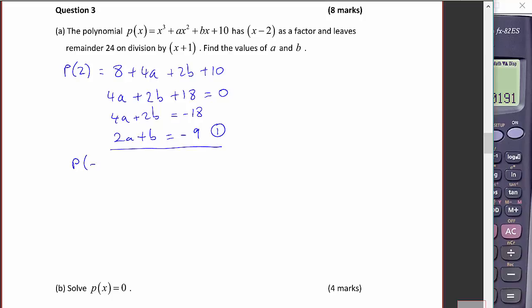And p of negative 1, that's going to be negative 1 plus a minus b plus 10, and we know that's going to be equal to 24. So that gives me that a take away b is going to be, so that will be 9 on this side, go over there, so that's going to be 15. And we'll call that equation 2.